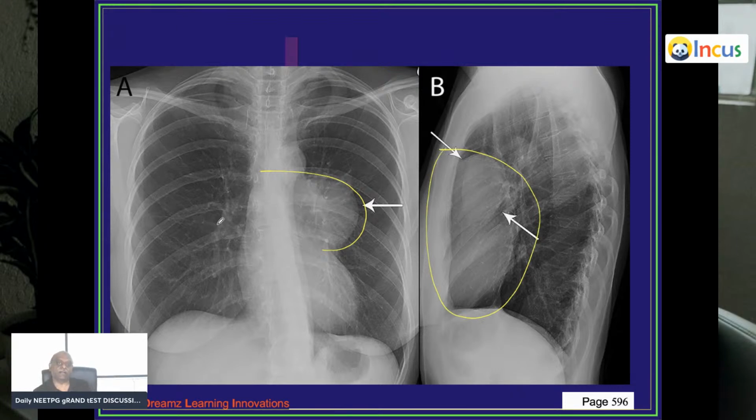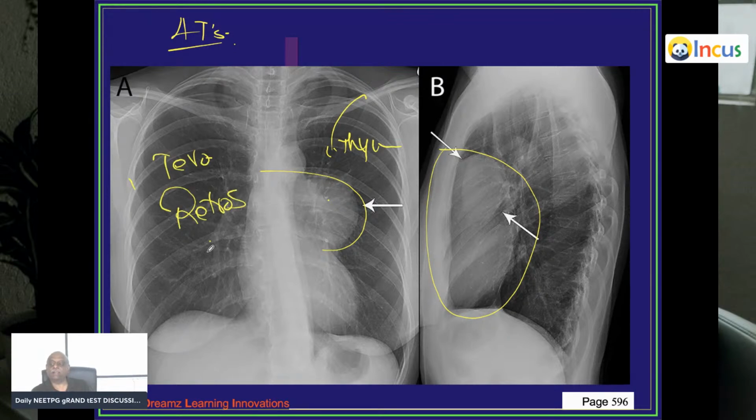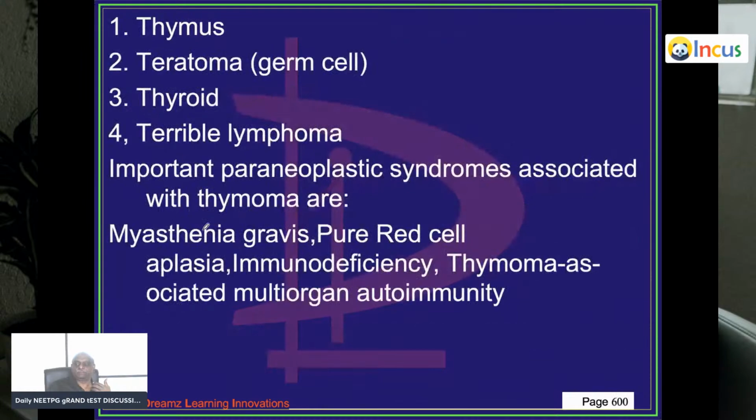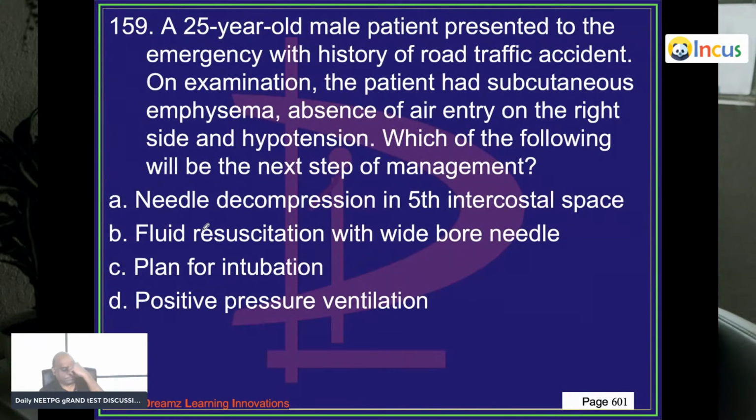Anterior mediastinal mass. What are the 4 T's you need to remember among anterior mediastinal masses? T for thymoma, T for teratoma, T for retrosternal thyroid. Are the T's you need to remember for anterior mediastinal mass. So thymic neoplasia, right? Terrible lymphoma, retrosternal thyroid, teratoma, and thymoma. 4 T's of anterior mediastinal mass.